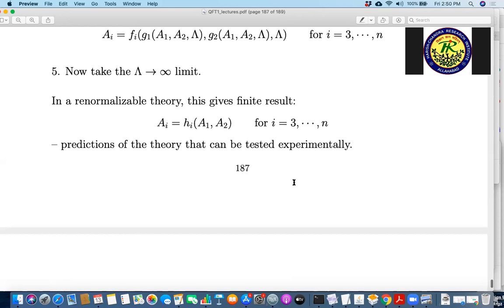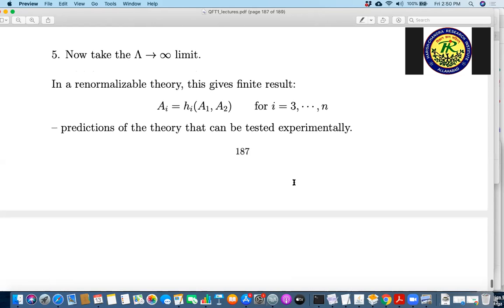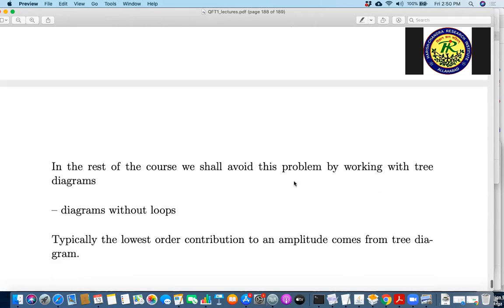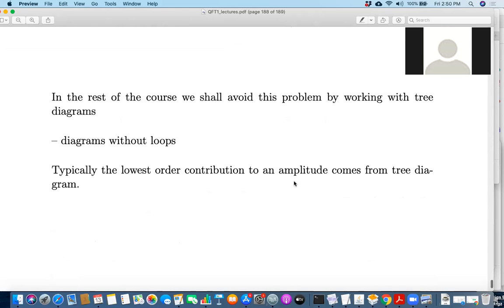Arshit, you have a question? I can see Harshit, but I don't know if he's connected. Okay, let me proceed anyway. I think this is almost near the end of the lecture.